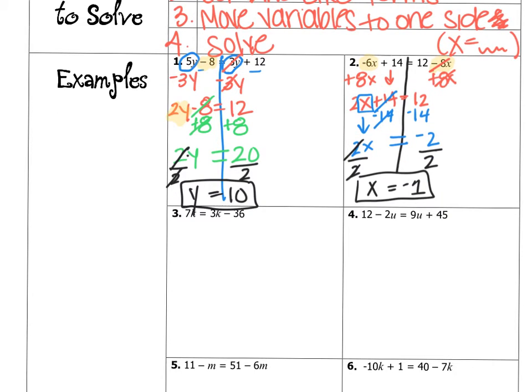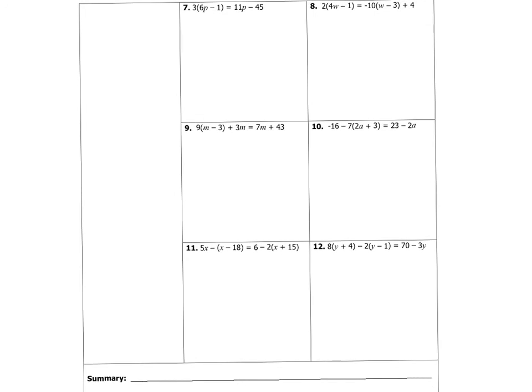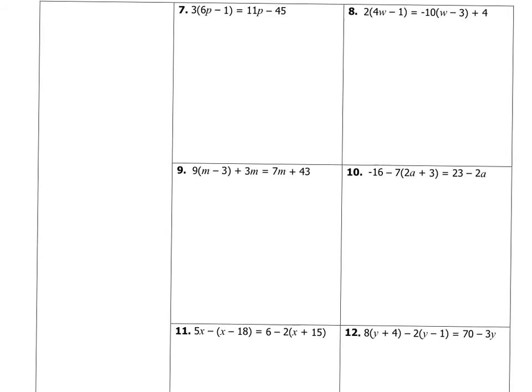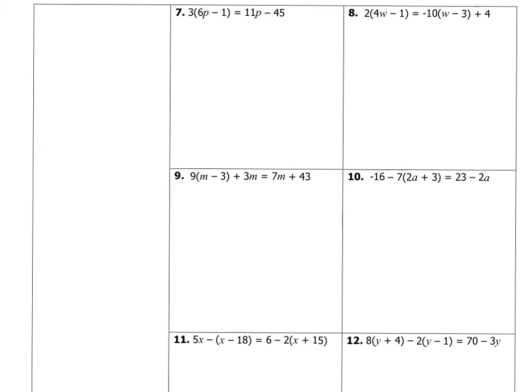All right, we are going to jump to the back of this page and do number 7. All right, so for number 7, it says to do 3 times 6p minus 1 equals 11p minus 45.